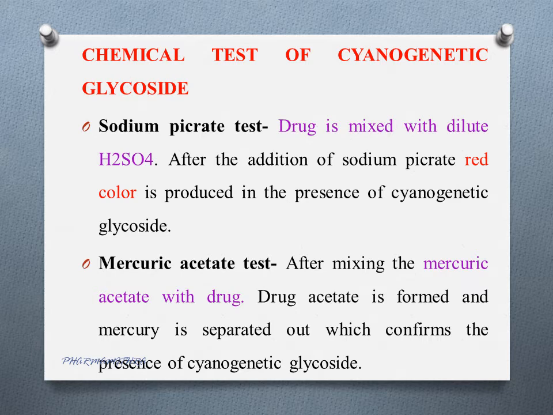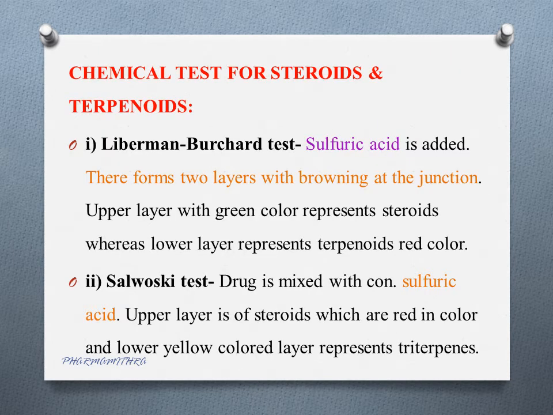Come to the chemical test of cyanogenetic glycoside. The two are the sodium picrate test and the mercuric acetate test. Here, first we are adding sulfuric acid and sodium picrate. The reagent will show a red color in the presence of cyanogenetic glycoside. In mercuric acetate, after the drug is mixed with mercuric acetate, we can find a layer separating, and this will confirm the presence of the cyanogenetic glycoside.